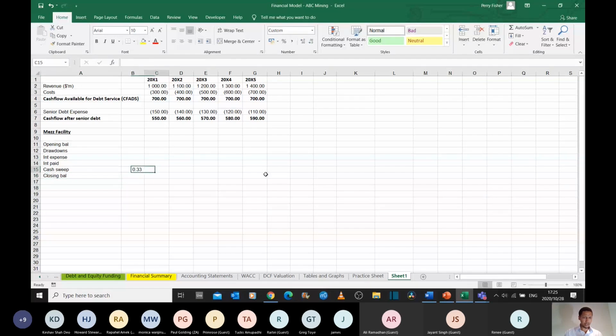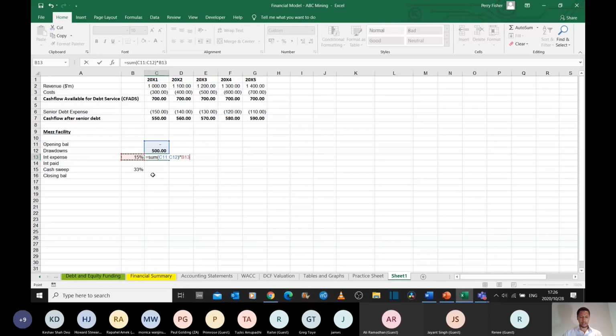And then we can have a closing balance. So let's assume that this mezzanine facility was $500 million. Okay. We started with zero and we drew down $500 million at the beginning of the year. Our interest, let's assume that it's reasonably priced, 15% rate of interest on this mezzanine facility per annum. And so the interest that you incur during a given year will simply be the amount that you've borrowed, the opening balance plus your drawdowns, multiplied by the interest rate for the year. So that's the interest expense.